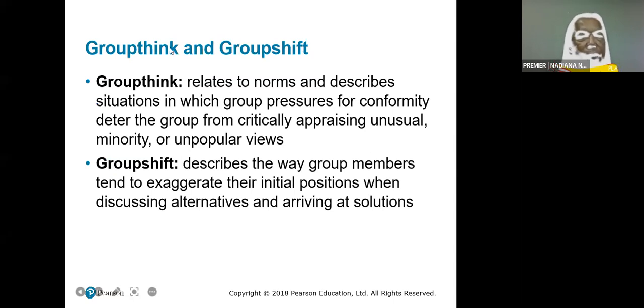That is the differentiation between groupthink and group shift. Groupthink is related to norms and describes a situation in which group pressure for conformity deters the group from critically appraising unusual, minority, and unpopular views. Group shift describes the way group members tend to exaggerate their initial position when discussing alternatives and arriving at a solution. That is the difference between groupthink and group shift, where groupthink is more about thinking the solution.